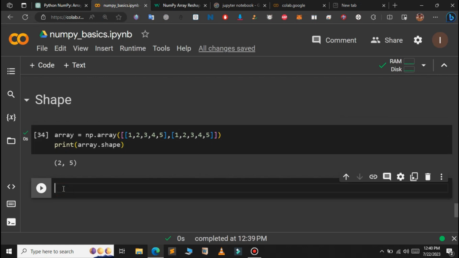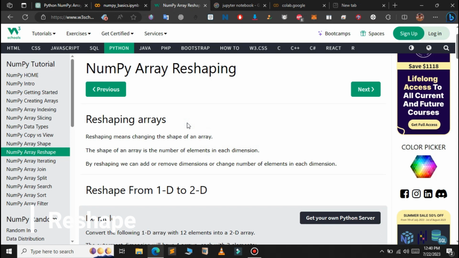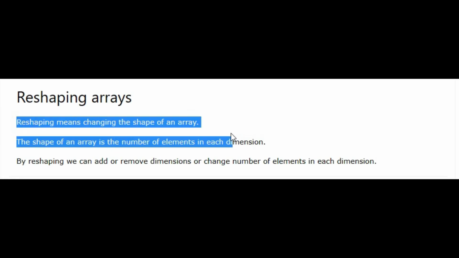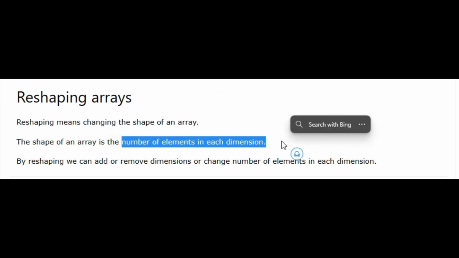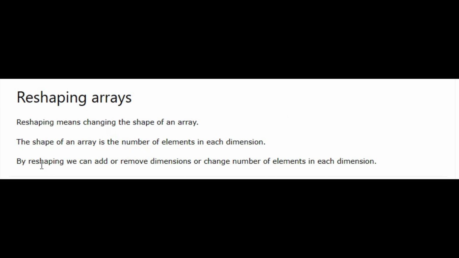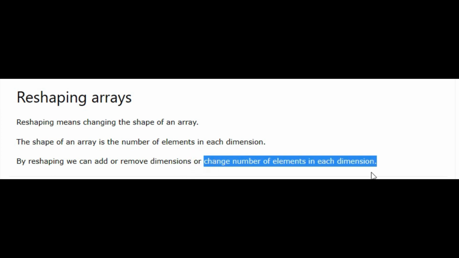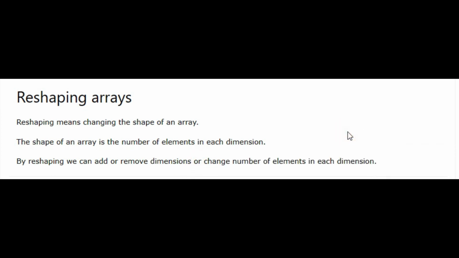So let us now discuss the next topic, reshaping. For the definition of reshaping arrays, I have a W3Schools article here. You can read it here. Reshaping means changing the shape of an array. The shape of an array is the number of elements in each dimension. By reshaping, we can add or remove dimensions or change the number of elements in each dimension. So let us see an example to understand this concept better.